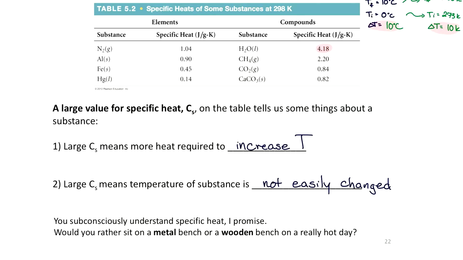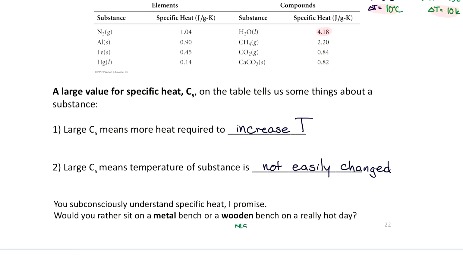So that means the wood bench is resisting temperature change on a really hot day. Both of those seats are in the same sun, absorbing the same amount of energy, but all of us know to sit on the wooden bench on a hot day. So why is that? It's because the wooden bench is resisting temperature change. So what does that mean about the specific heats of those two objects? Compare the specific heats of the wooden bench to the metal bench. Which one has the larger specific heat? Wood or metal? Wood, yeah.